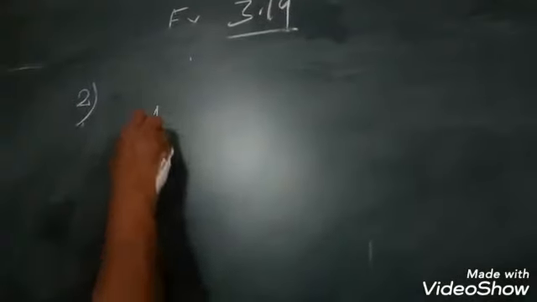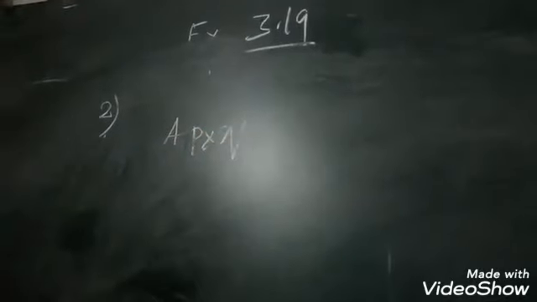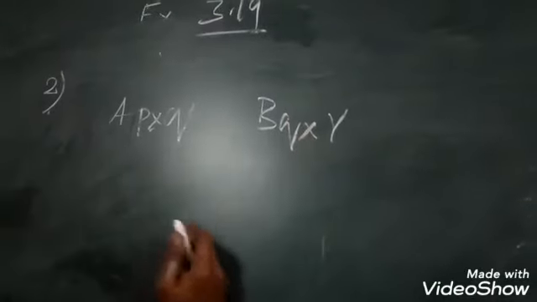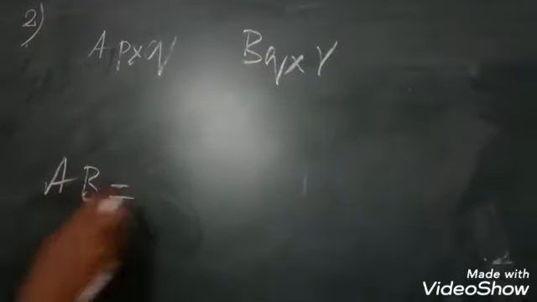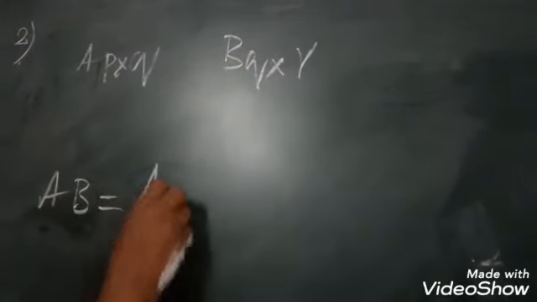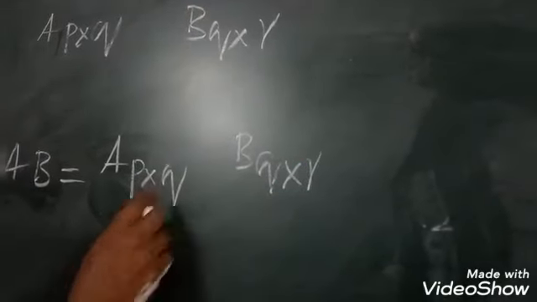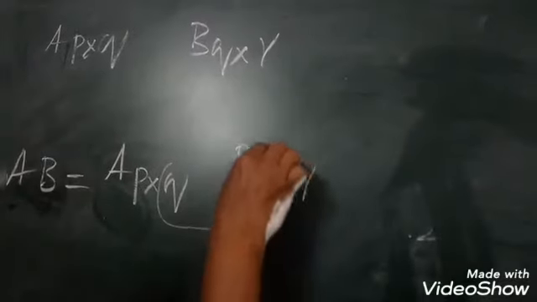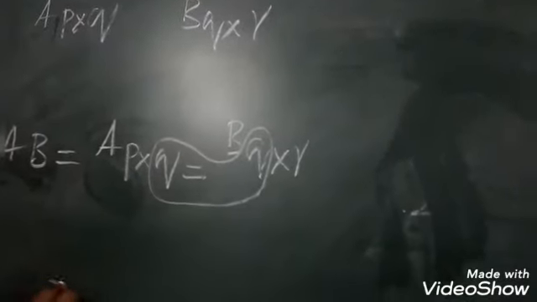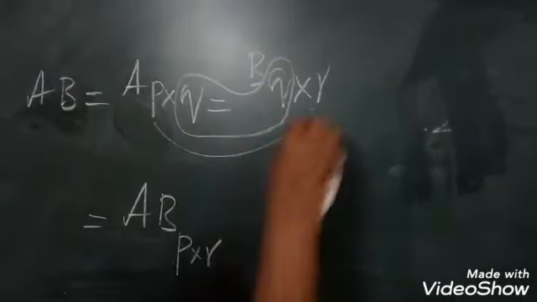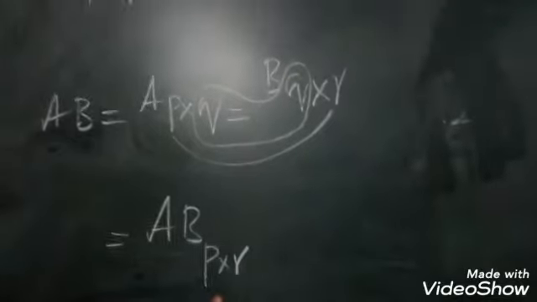See the second sum. If A is of order P cross Q, and B is of order Q cross R, then what is the order of AB and BA? The question is the order of AB. First, A matrix is P cross Q, then B matrix is Q cross R. The first matrix's column and the second matrix's row should be equal. So the product of the matrices, what is the order? P cross R. Okay girls, so the remaining should be the order of the multiplication of the matrix.